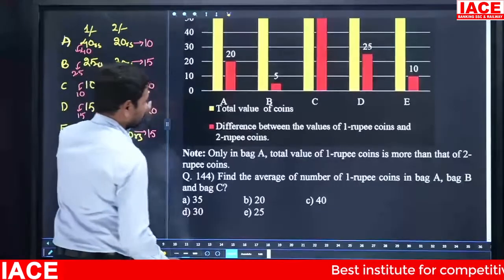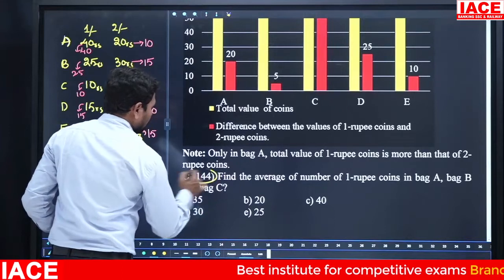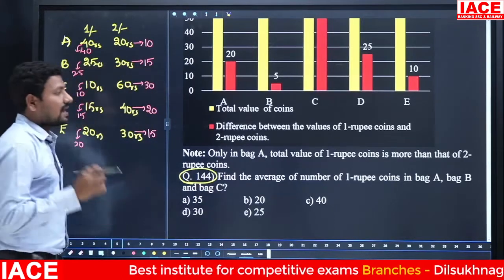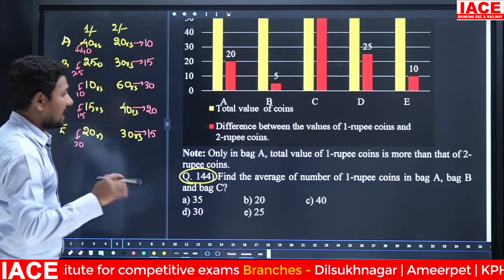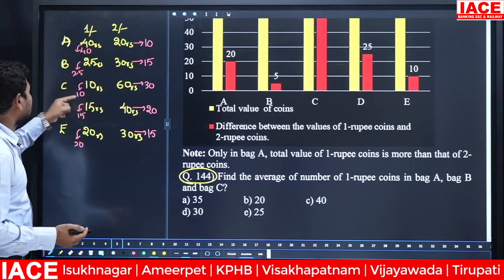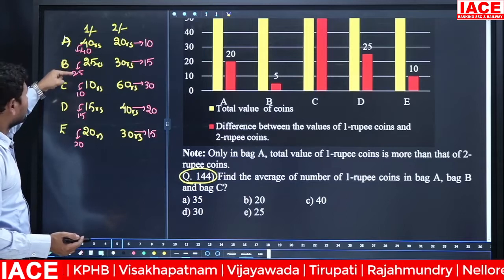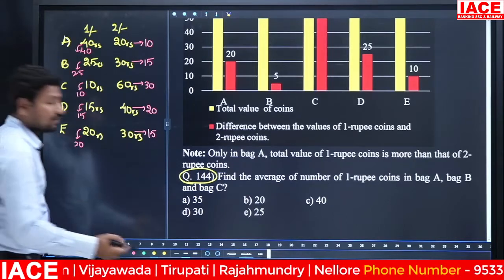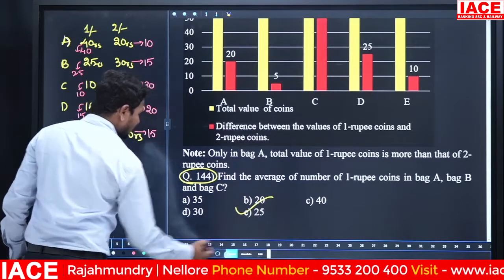Next. Find the average of number of 1 rupee coins in bag A, bag B, bag C. Bag A is 40, bag B is 25, bag C is 10. 10 plus 40 is 50, 50 plus 25, 75. 75 by 3 is equal to 25. Option E.